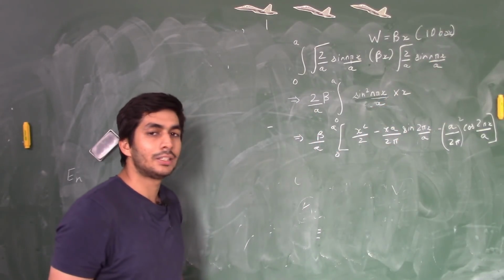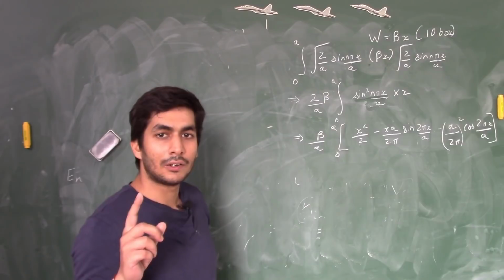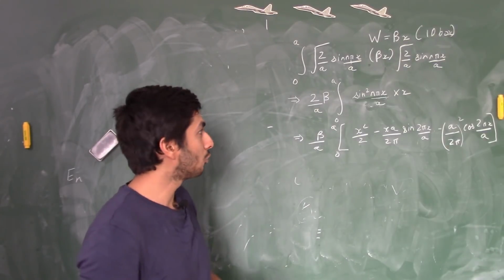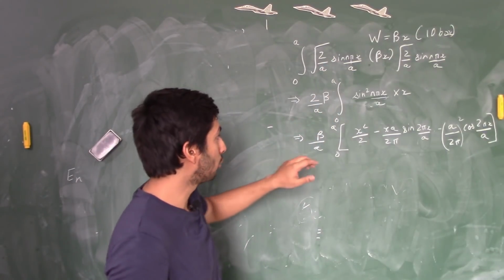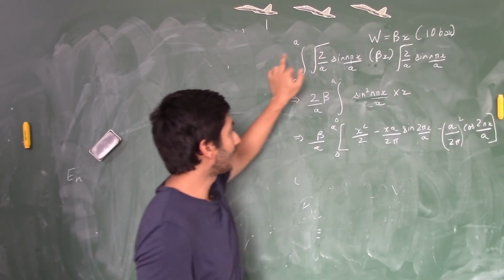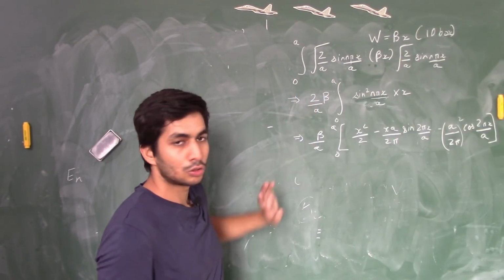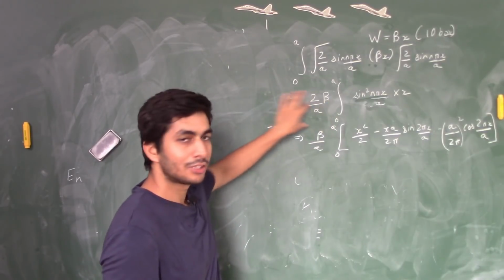So again we have to find the perturbed term for the ground state. So n value I can take equal to 1. Now beta is a constant, so beta I can take outside, and this 2 upon a is also constant, so this becomes 2 beta by a, which I take on the outside.